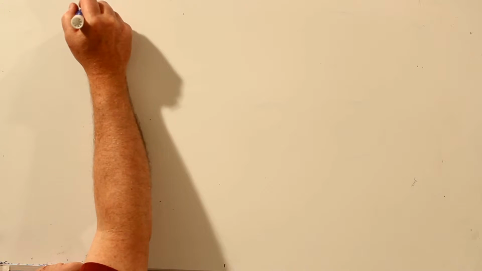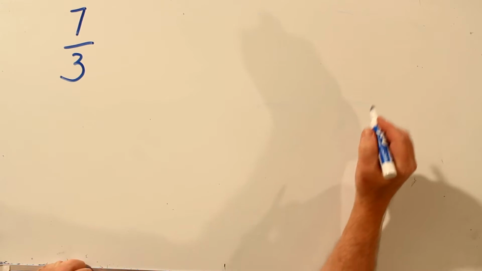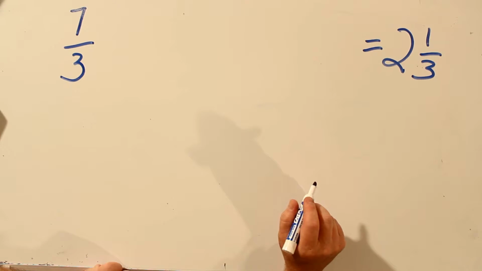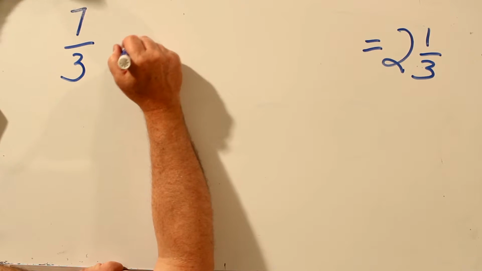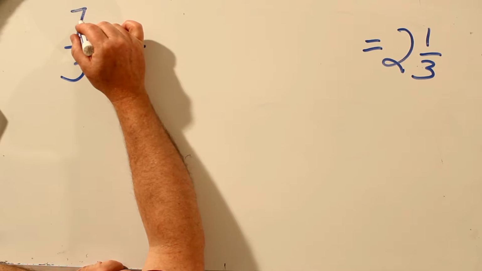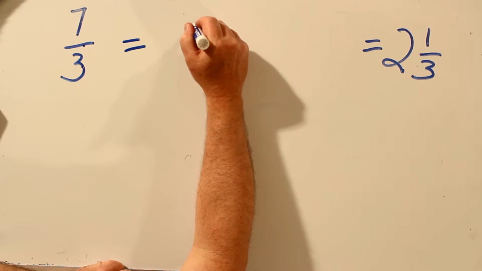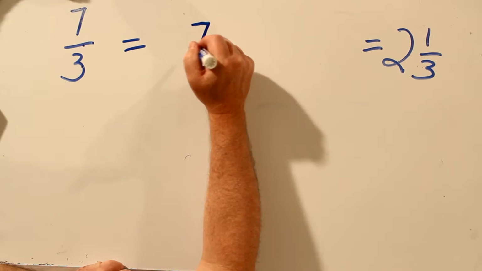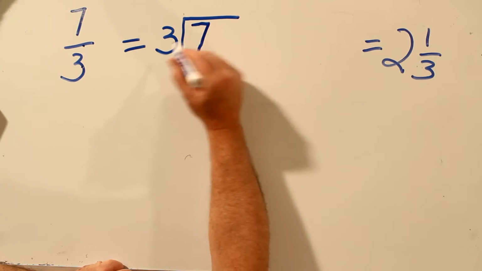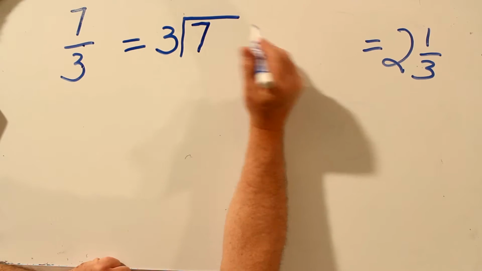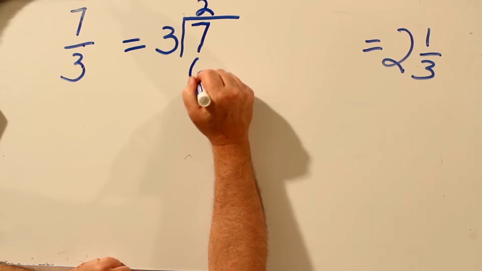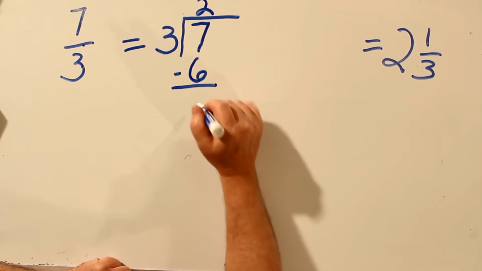So how do we go from 7/3 and end up with 2 and 1/3? And the answer is we use long division to convert an improper fraction to a mixed number. So 7/3 is 7 divided by 3. If we were to write that in standard long division form, it would look like this. 7 divided by 3. 3 goes into 7 twice. 2 times 3 is 6. Subtract. 7 minus 6 is 1.